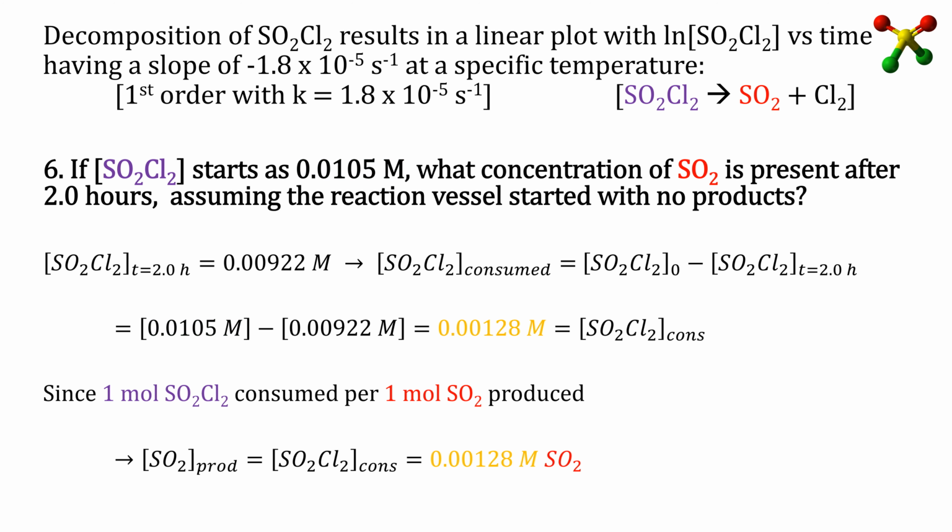Therefore, since in the original chemical equation, 1 mole of SO₂Cl₂ consumed creates 1 mole of SO₂ product, the concentration of SO₂ product is equal to the concentration of SO₂Cl₂ that was consumed over the course of 2 hours, and therefore the concentration of SO₂ that's produced is 0.00128 molarity SO₂.